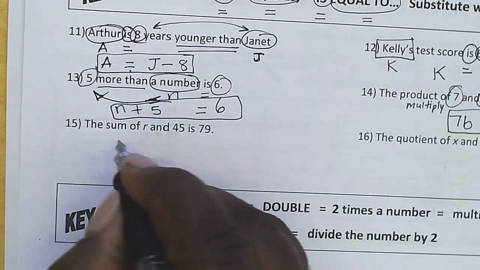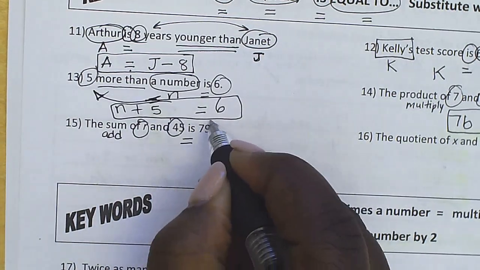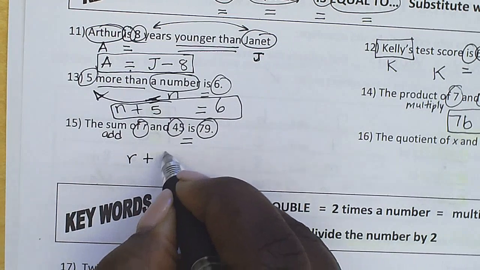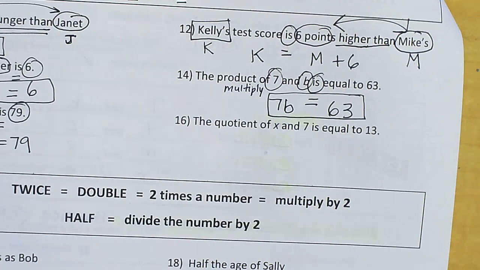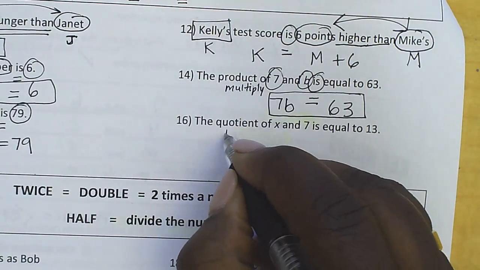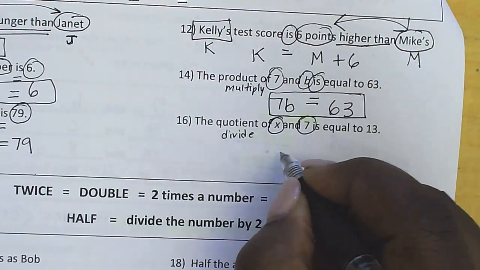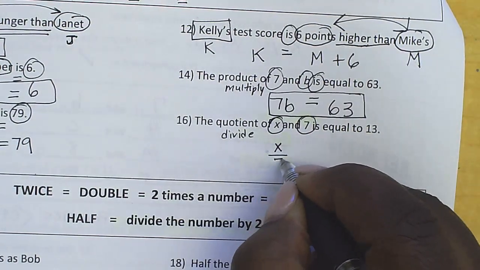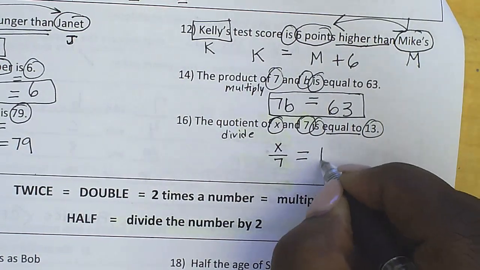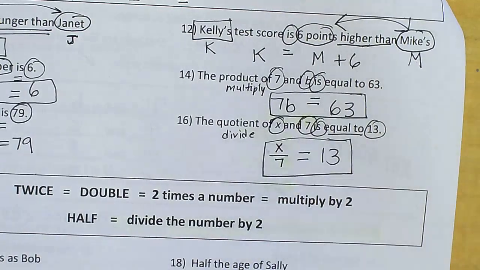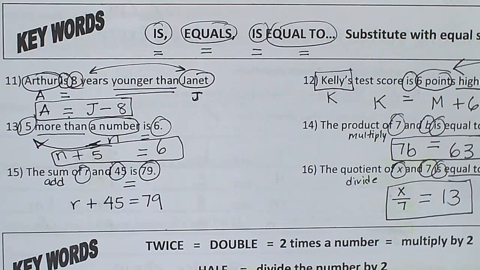Next one, the sum. The sum means to add. The sum of R and 45 is 79. R plus 45 is 79. The quotient of X and 7. This means to divide. So we're dividing X by 7. So X divided by 7 is equal to 13. Wow. When you break it down like this, everybody can get the problems right. Don't you think?